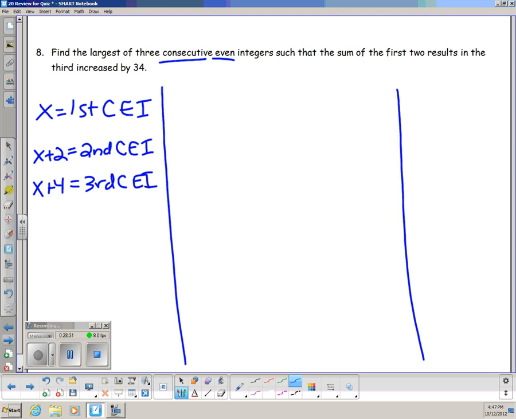Now, this is the tough part. The sum of the first 2 results in the third increased by 34. The key with this sentence is you have to find the equal sign. The equal sign is "results in." Result is an equal sign. If you get a result of 80 on your test, that means your test grade equals 80. So here's my equal sign.